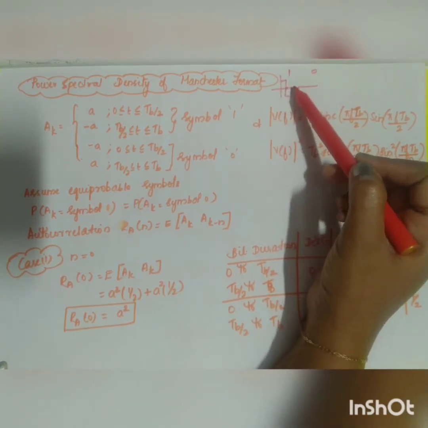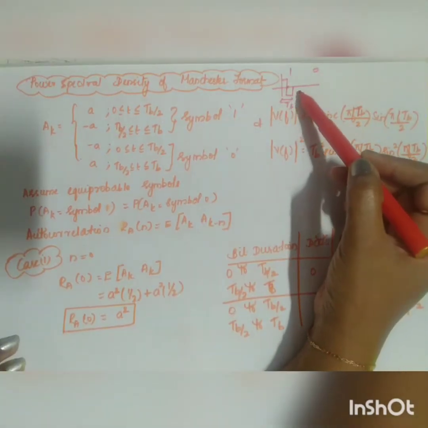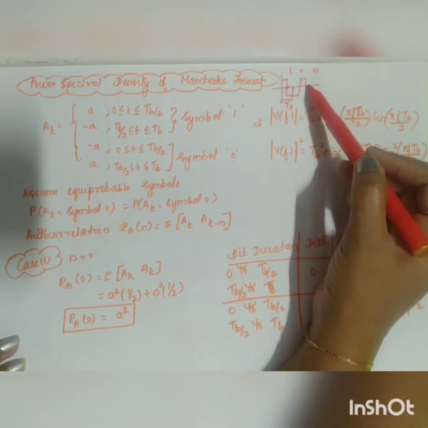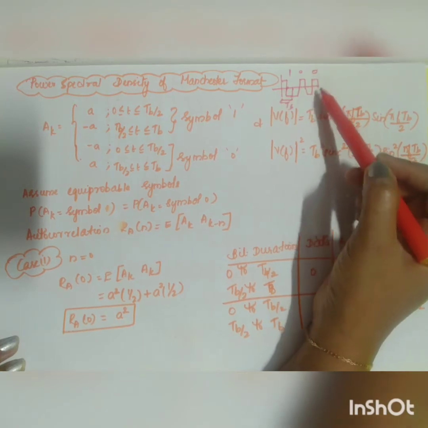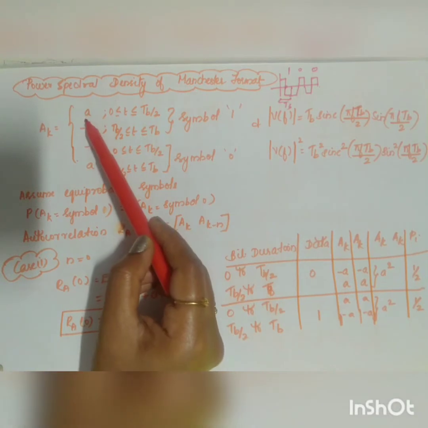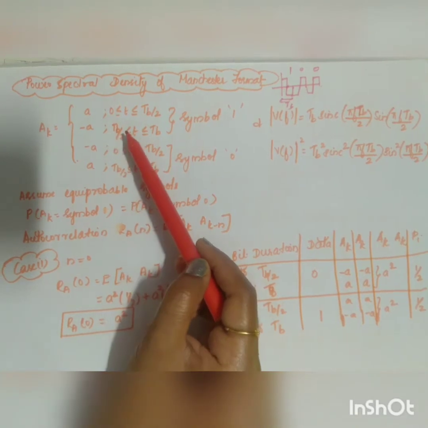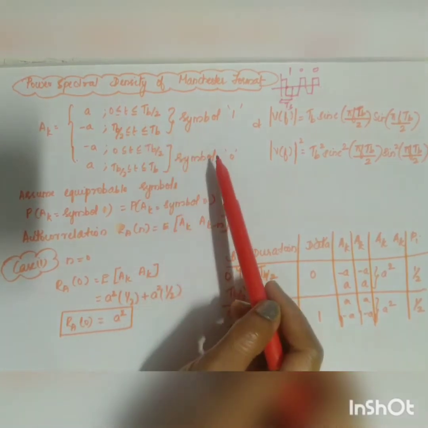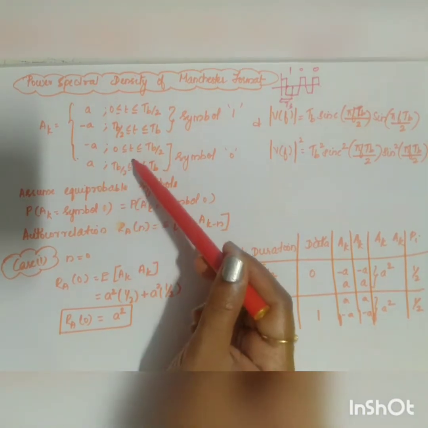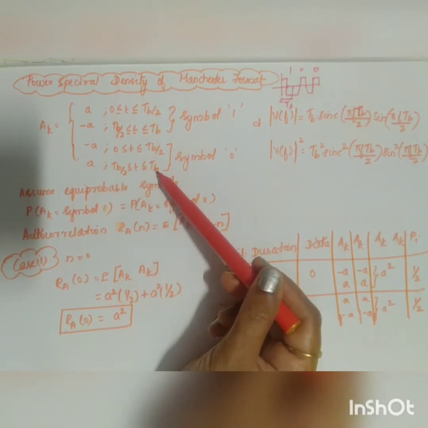So this will be TB by 2, and the whole duration is TB. If it is 0, it is minus A, then plus A. It goes on. So we can write that AK is equal to, for symbol 1, it takes the value A for 0 to T less than TB by 2 and minus A for TB by 2 less than or equal to T less than or equal to TB. Similarly for symbol 0, it switches from minus A to A: minus A for 0 to TB by 2 duration and A for TB by 2 to TB duration.